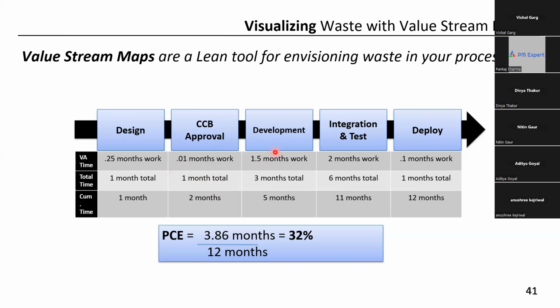Sorry, Pankaj, I'm not getting the difference between this VA time and total time. Yeah, see, I'm just taking one example in front of you. Suppose the change control board takes 0.01 month to review and approve the change. So is it a value added time or not? The actual review time that CCB spent on this change was only 0.01 month. Is it a value added time or not?